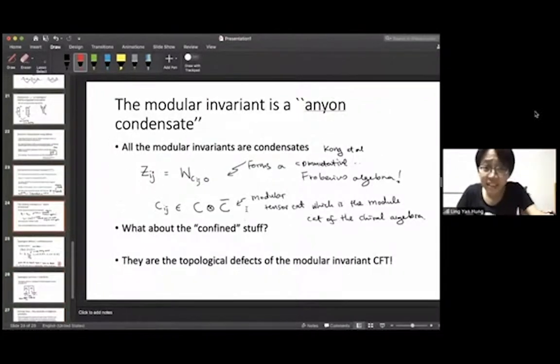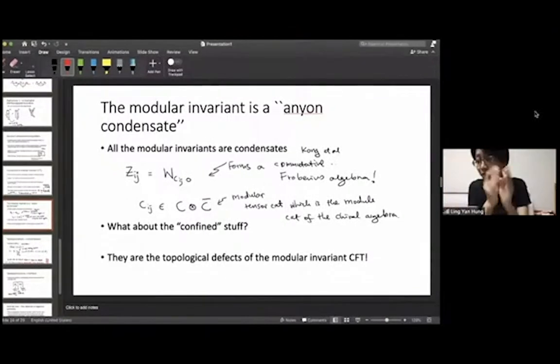What about these confined sectors that we have spent so much time computing? These confined sectors that we have constructed correspond to topological defects in this modular invariant CFT. They're in one-to-one correspondence. So by looking for all of these representations of Frobenius algebra, you are basically classifying modular invariant CFTs, and also classifying the topological defects, topological lines that show up in a modular CFT.